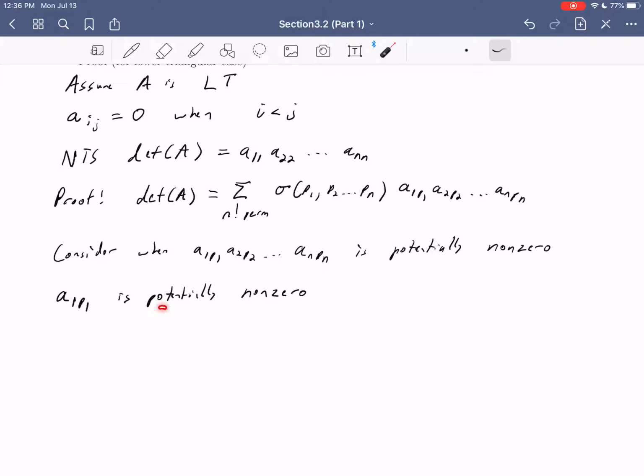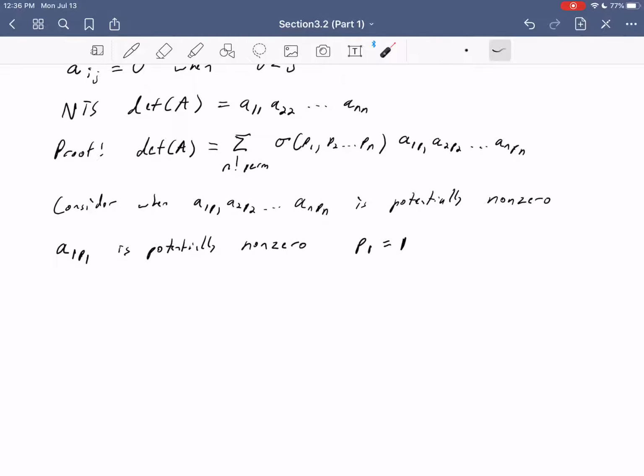So in other words, to be potentially non-zero, the row position needs to be greater than or equal to the column position. Well, the column position is unknown. It's the P1. It's whatever the first element of our permutation is. But the row position is known. It's 1. So the only way that this is going to be potentially non-zero is if P1 is equal to 1. If P1 is anything else, 2, 3, 7, whatever, then this is going to be larger than that, which means it's guaranteed to be 0. So the only way that A1, P1 is potentially non-zero is if P1 is equal to 1.